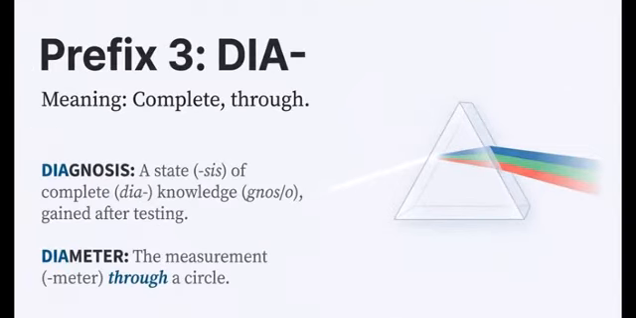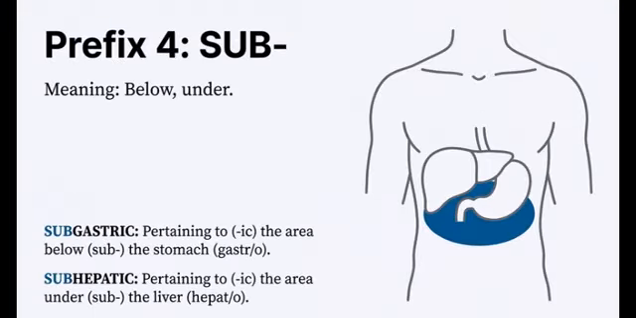We see this in terms like diagnosis and diameter. In these terms, the prefix means complete or through. A diagnosis, for instance, is a complete knowledge of a condition. Now for a positional one.